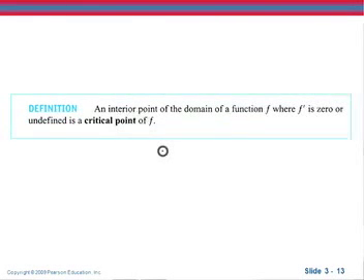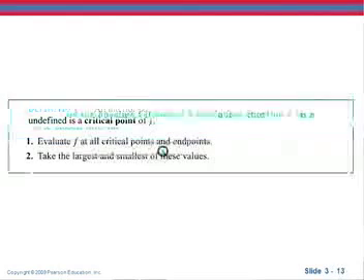Okay, now we're going to continue our discussion of extrema. An interior point of the domain of a function f, where f prime is 0 or undefined, is called a critical point of f. Now in the last recording we looked at graphs where we had f prime equal to 0, and sometimes we had maximums or minimums there and sometimes we didn't. But in order to have a critical point, a place where our graph may have a maximum or minimum, f prime is going to be 0 or undefined.